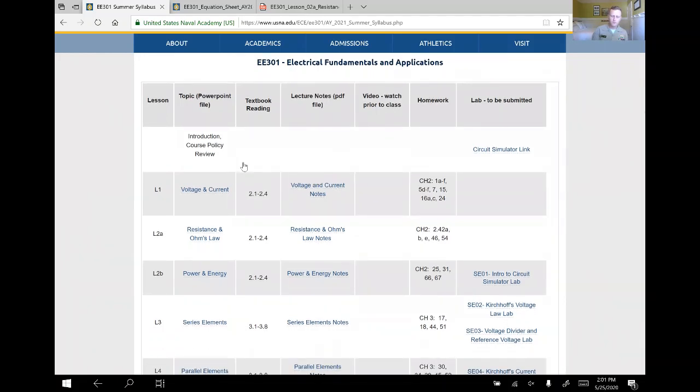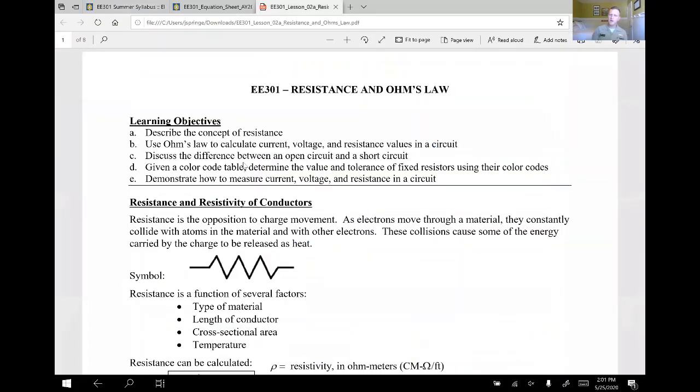So lecture notes, resistance, and Ohm's law is lesson 2A. That is what I have open right here. So now we can begin talking.